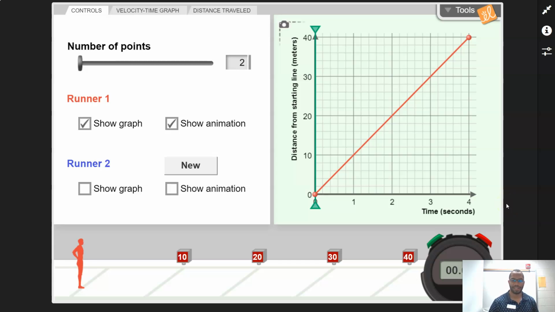How's it going, students? In this video, I wanted to go over a few concepts as it relates to our position and time graph gizmos.